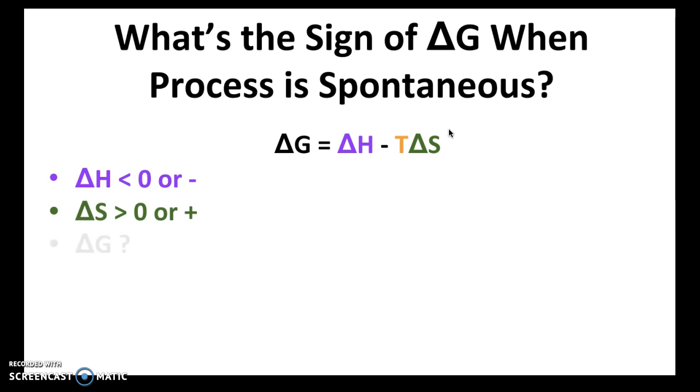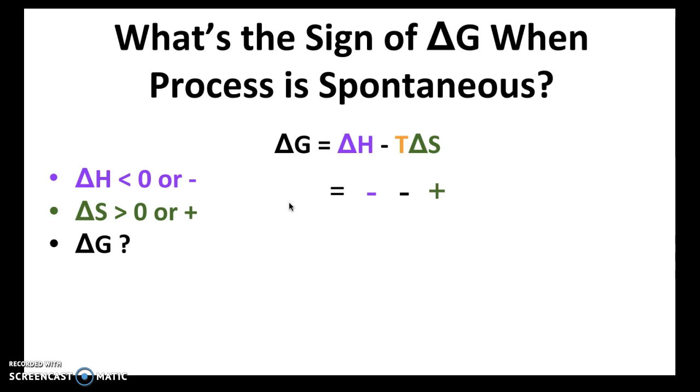So if we just plug those values into this equation, we can make the prediction. So I'm going to plug in a negative here for delta H and a positive for delta S. And so we have a negative number minus a positive number. Based on that, what do you think the sign is for delta G? The sign for delta G should be if it's spontaneous.